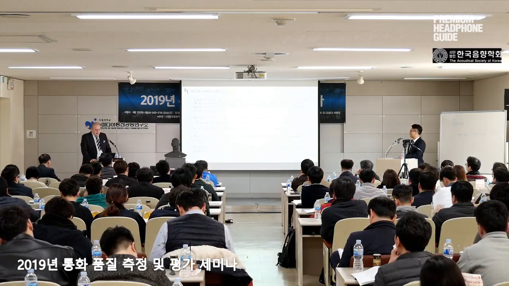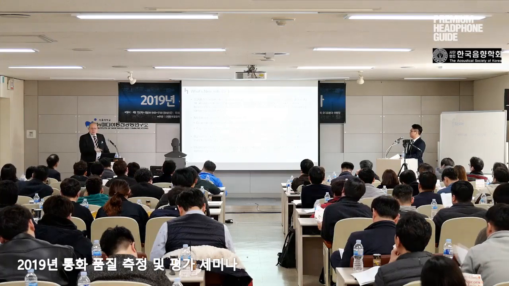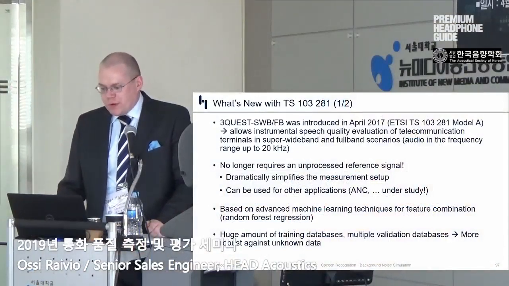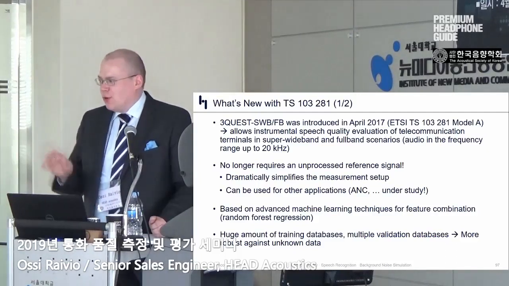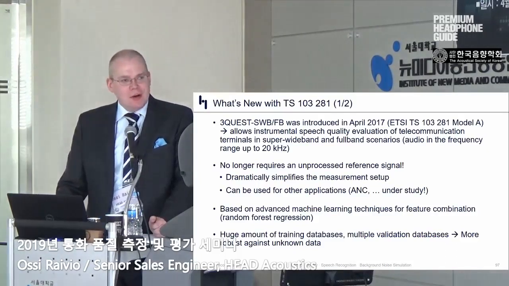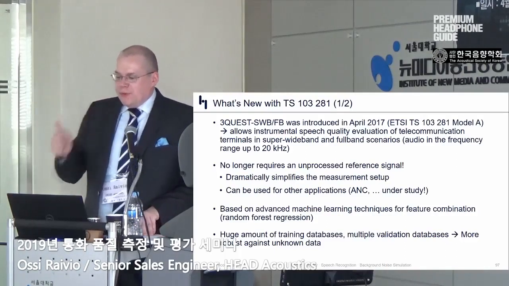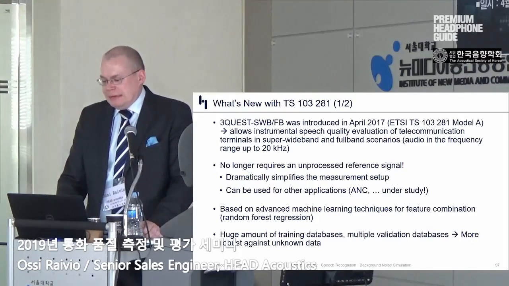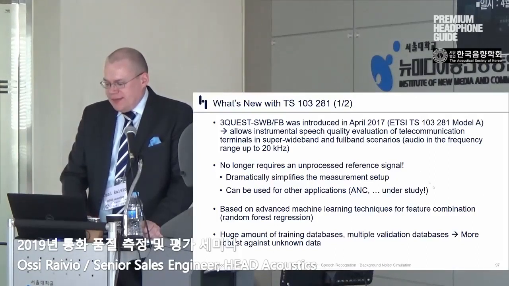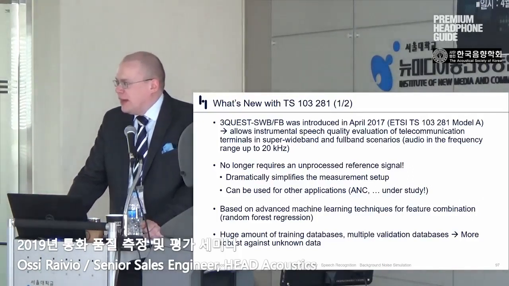So, then the last bit about the MOS algorithm. Sorry, this part differs somewhat from your script because I got some input from my colleague at a very late stage. So the slides here are a bit different from the material. But first of all, this is TS 103 281, the super wideband full band version of 3QUEST. One big difference is that we don't need the unprocessed reference anymore.